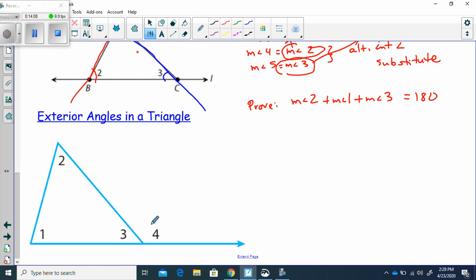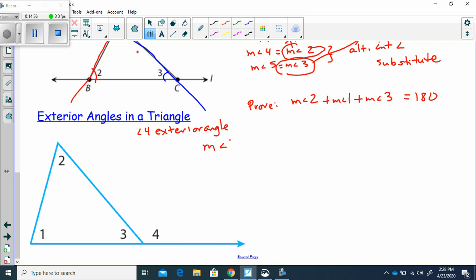How about the exterior angles in a triangle? Angle 4 is an exterior angle. Angles 1, 2, and 3 are interiors because they're inside. Angle 4 is an exterior angle. Now, I want to show you something about this exterior angle. I know these three have to add up to 180, right?